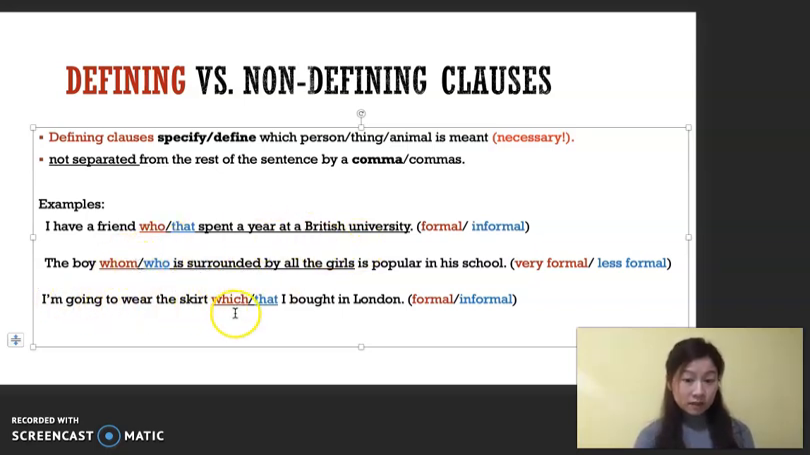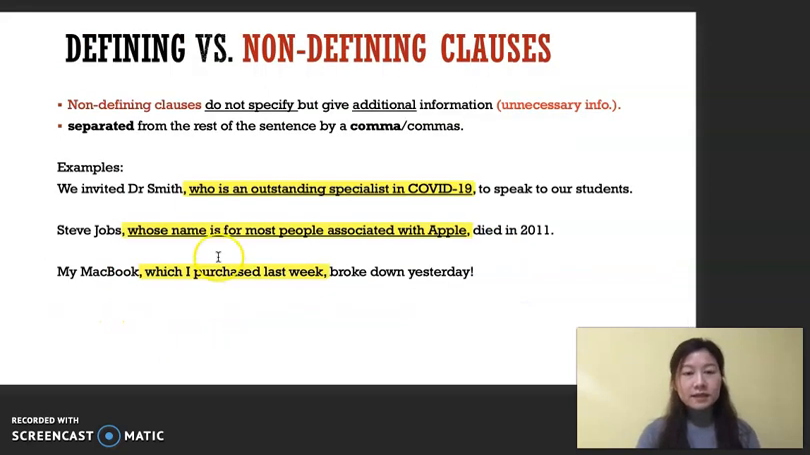I'm going to wear the skirt which I bought in London. It is very important that we have this relative clause here. This is called a defining clause, because if I just say I'm going to wear the skirt, it's very unclear. Now coming to non-defining clauses. Non-defining clauses are clauses that are additional information, which is unnecessary, which I will elaborate on next.